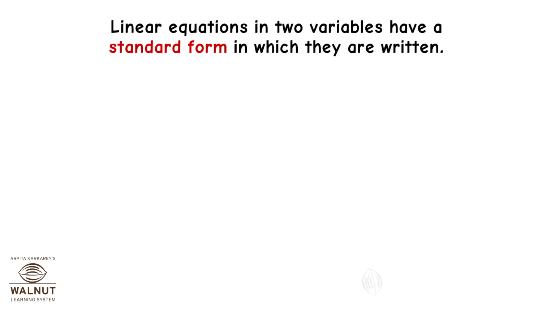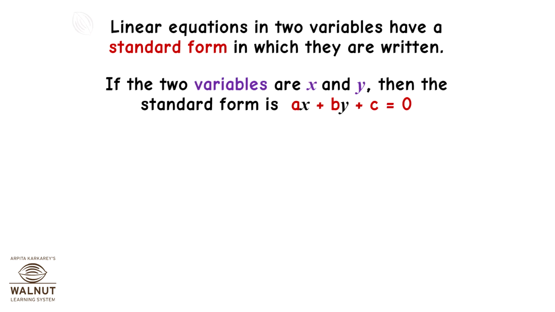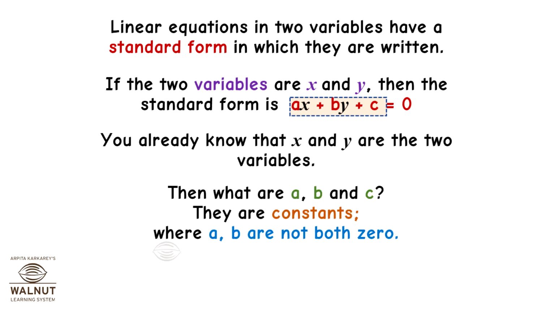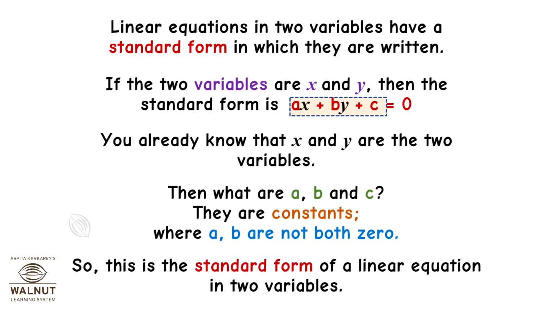Linear equations in two variables have a standard form in which they are written. If the two variables are x and y, then the standard form is ax plus by plus c is equal to 0. You already know that x and y are the two variables. Then what are a, b and c? They are constants, where a, b are not both 0. So, this is the standard form of a linear equation in two variables.